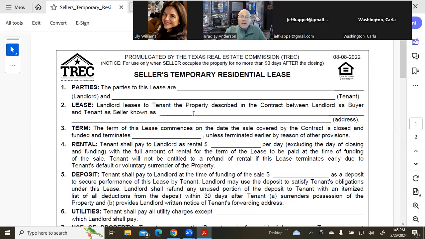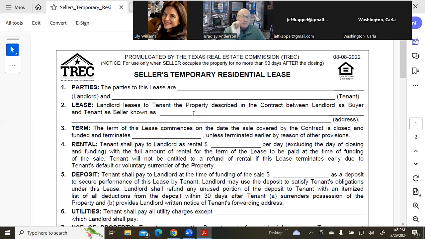The lease. So landlord leases to tenant the property described in the contract between landlord as buyer and tenant as seller, known as whatever the address is. And so this is important. Paragraph 3. The term of this lease starts on the date the sale covered by the contract is closed and funded. Okay, so the closing date, and then terminates, and that blank is a date, not 7 days from that date. It's the date. Okay, unless terminated earlier by reason of other provisions.